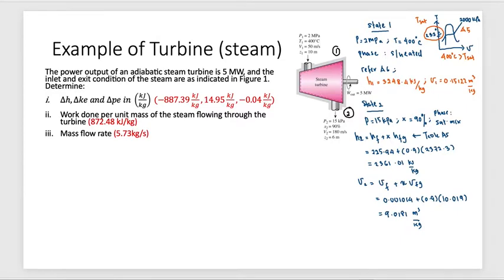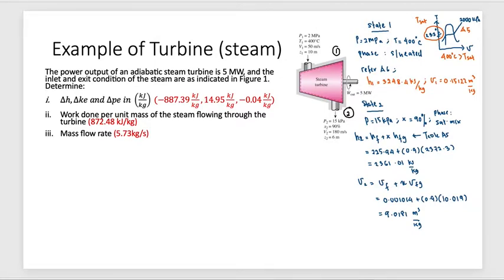Today we will continue on our topic about SFEE devices. Now we are going to solve the example of a turbine for steam. Okay, so this is the turbine. This is the schematic diagram of the turbine, and you can see here that the turbine will produce work that we call W dot out, or power output, and it produces about 5 megawatt.